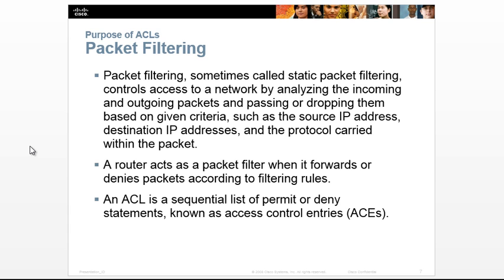So a router acts as a packet filter when it forwards or denies packets based on rules. And an ACL is just a sequential list of either permit or deny statements known as access control entries. So each line of an ACL is essentially an ACE.